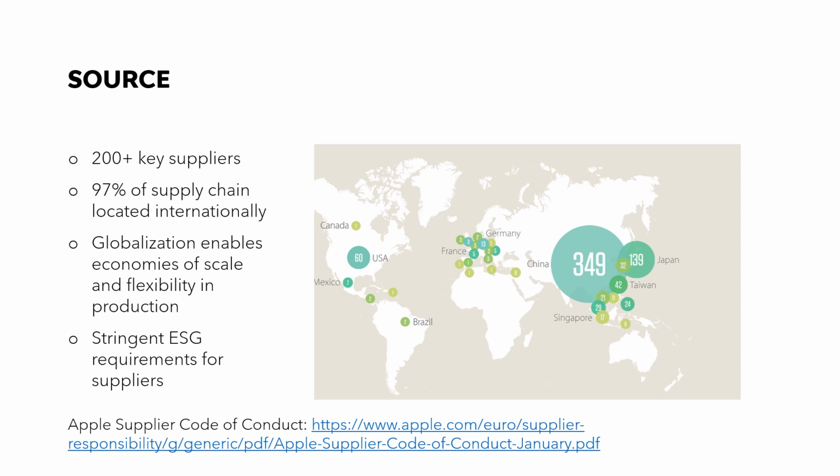Major suppliers include Foxconn, Pegatron, Wistron, and Luxshare, providing crucial components of the iPhone, including aluminum, glass, silicone, and various rare earth minerals. This globalization of Apple's supply chain enables Apple to leverage economies of scale and maintain flexibility in production, which is covered under the next aspect of the SCOR model, make.